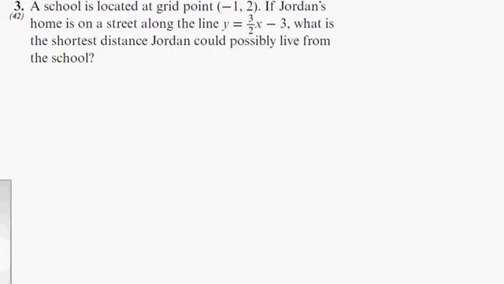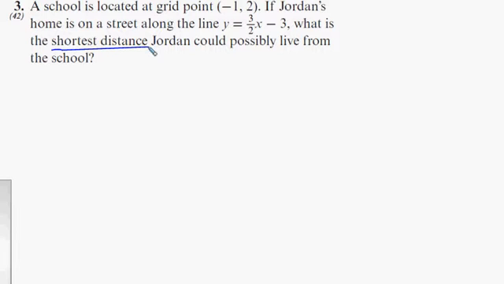Okay, it says the school is located at a grid point (-1, 2), and we know that Jordan's home is along the street, represented by that line. What is the shortest distance Jordan could possibly live from the school? Okay, keyword, shortest distance. Remember, shortest distance from a point to a line has to be the perpendicular line.